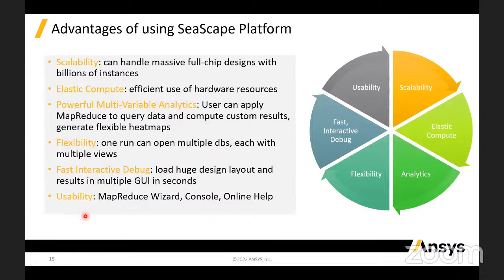The platform also provides powerful multivariable analytics. The user has a lot of flexibility in the way to open multiple databases, multiple views, and do quick analysis and reviews. The layout GUI is so fast that it can load a multi-billion design instance in seconds, and the user can do quick interactive debug. From a usability point of view, there is a MapReduce Wizard and a console built in, so that the user can get online built-in help as quickly as possible.